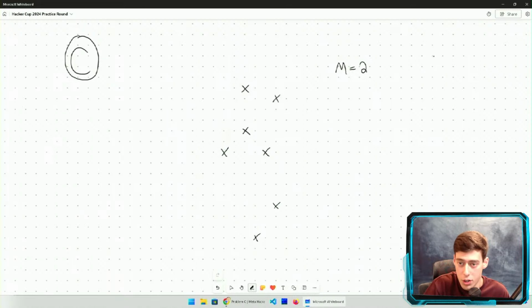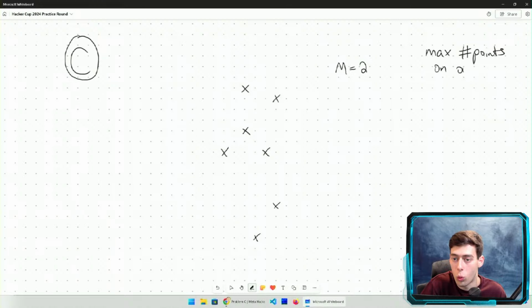What we need to find essentially is the highest number of points on one line, right? The max number of points on one line, because n minus that will be the answer. The fewest number of points we need to move is n minus the largest number of points that we don't need to move. So we need to find the line with the most points.